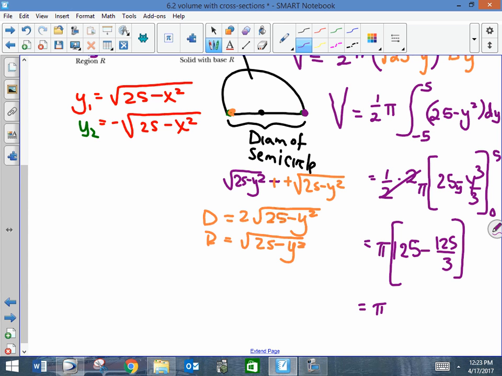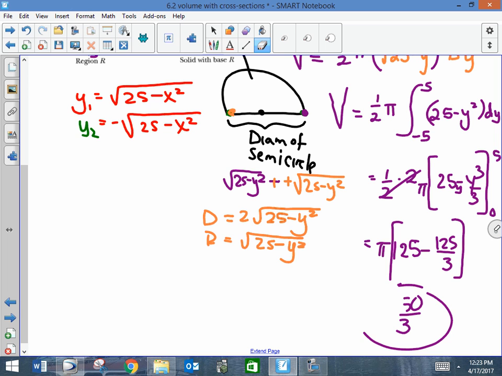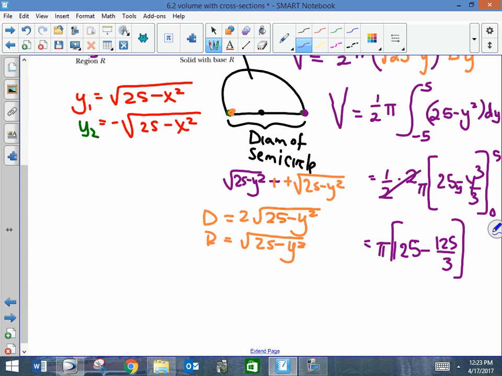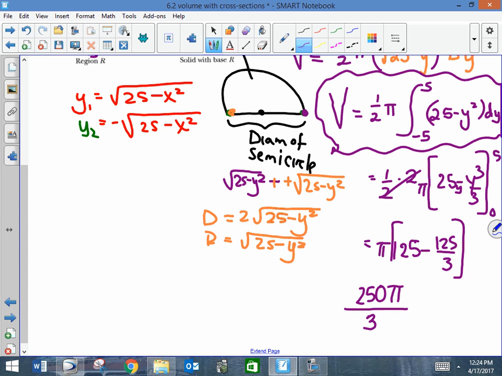What's that? 275, 250, 250 over 3. All right, I'm going to put in place, because of the 1.5. Okay, I did the symmetry where I took 2 and just went from 0 to 5. Again, you're welcome to throw it in your calculator at this point if you want. Just don't go crazy.